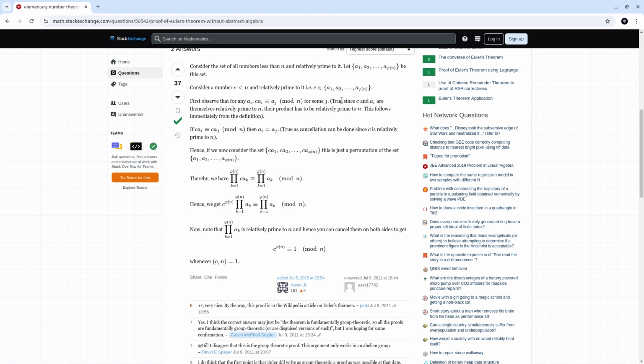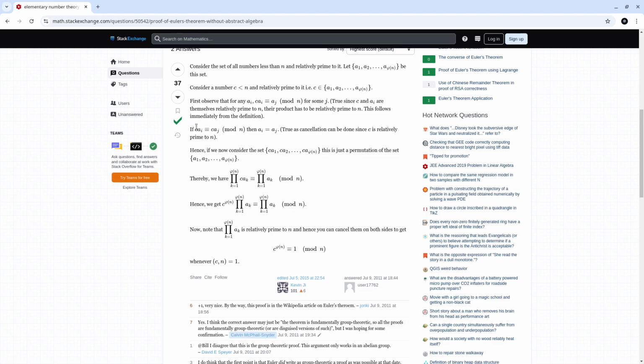This is true since c and a are themselves relatively prime to m, so their product has to be relatively prime to n as well. That follows immediately from the definition, and I hope I did a decent job of explaining what that actually meant. And so c times a sub i is congruent to c times a sub j modulo n.